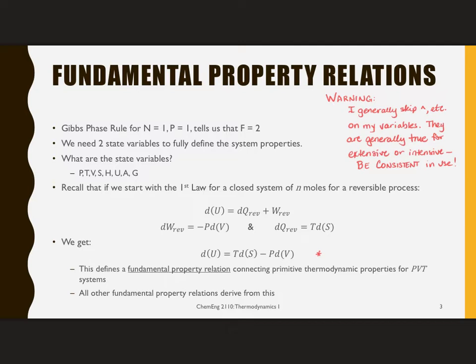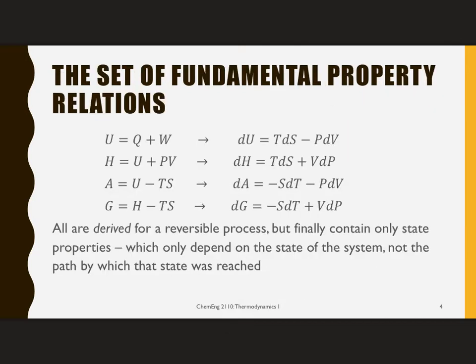Now, we're going to have a lot of other fundamental property relations, or I tend to abbreviate these FR for fundamental relations. And this is our first fundamental relation, dU equals T dS minus P dV. We get the others by looking at the definitions. So H is U plus PV. If I take the differential of H, I get the differential of U plus P dV plus V dP, right? The product rule. And when I substitute that into the prior equation, I find dH equals T dS plus V dP.